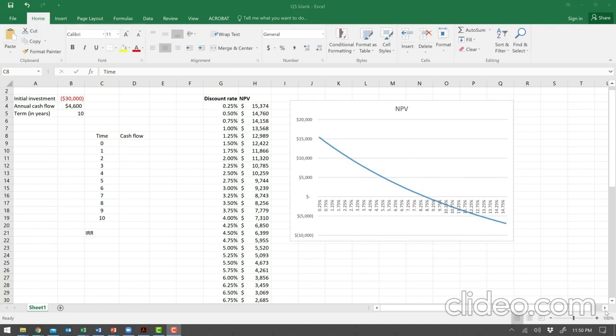The second method that we'll learn how to find the internal rate of return just simply utilizes the IRR function in Excel. To use this function, we need to enter all cash flows that our project generates. We'll start with the year 0, where we have the outflow of $30,000. And then for the subsequent years, from year 1 until year 10, our project returns $4,600 every year.